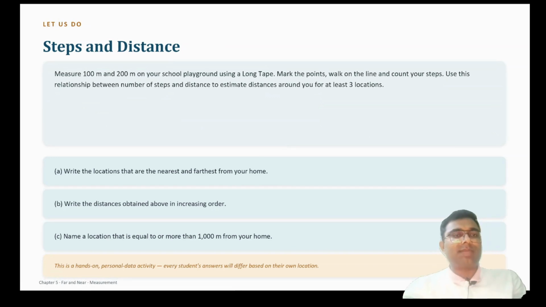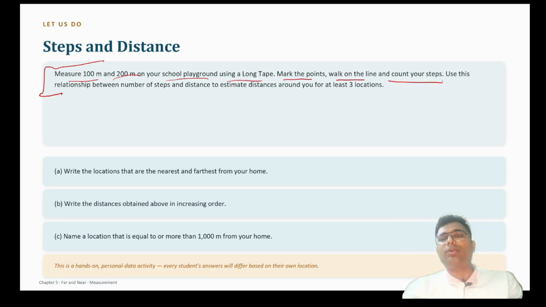Steps and distance: measure 100 meters. So this is an activity, bachcho. Measure 100 meter and 200 meter on a school playground using a long tape. Mark the points, walk on the line and count your steps. Use the relationship between the number of steps and the distance to estimate distances around you for at least 3 locations.